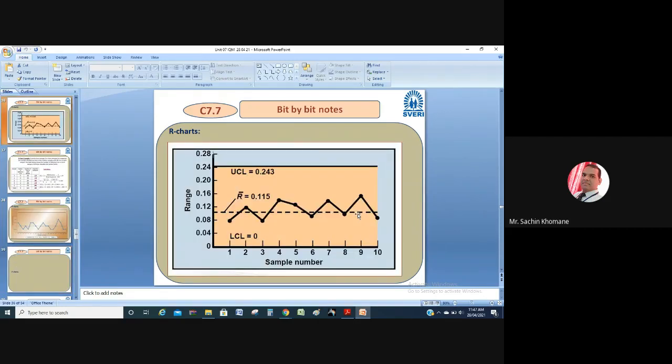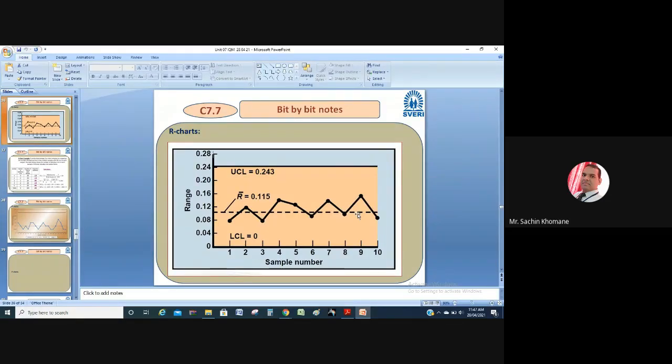So now see the reading. So range versus sample number. Now just you can see, LCL itself is on the x-axis. Okay, in the previous example, for the X bar chart we have seen that LCL was above the 0 line, right? Above the x-axis. So here, unfortunately, as there were only 5 columns, even if 6 columns were there, still that value will be 0. Okay. So now LCL will be 0 and UCL will be 0.243.